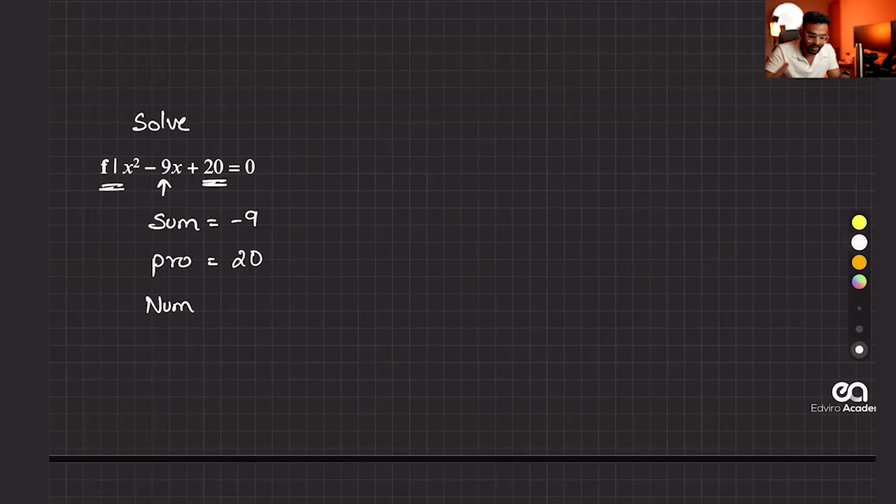What are the two numbers, guys? If you add them, you get minus 9, and if you multiply them, you get 20. What are those two numbers? Absolutely, minus 4 and minus 5. If you add them, you will get minus 9, and if you multiply them, you get a positive 20. So your solutions are x equal to 4 and x equal to 5.